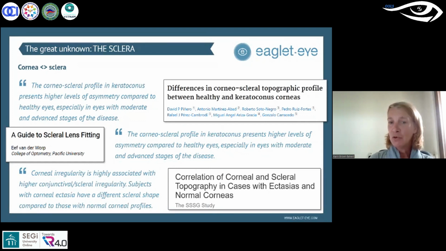So the correlation of corneal and scleral topography in cases with ectasias and normal corneas, again, the more diseased the eye, the more irregular the sclera becomes as well.